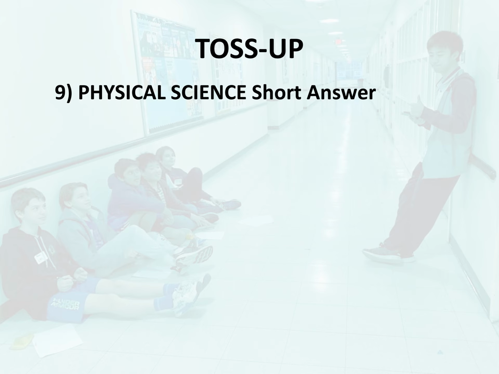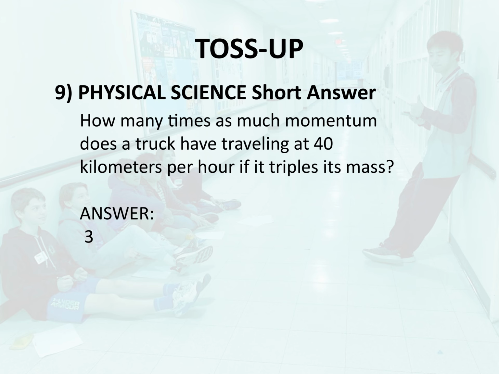Toss-up 9. Physical science. Short answer. How many times as much momentum does a truck have traveling at 40 km per hour if it triples its mass? Answer, 3.